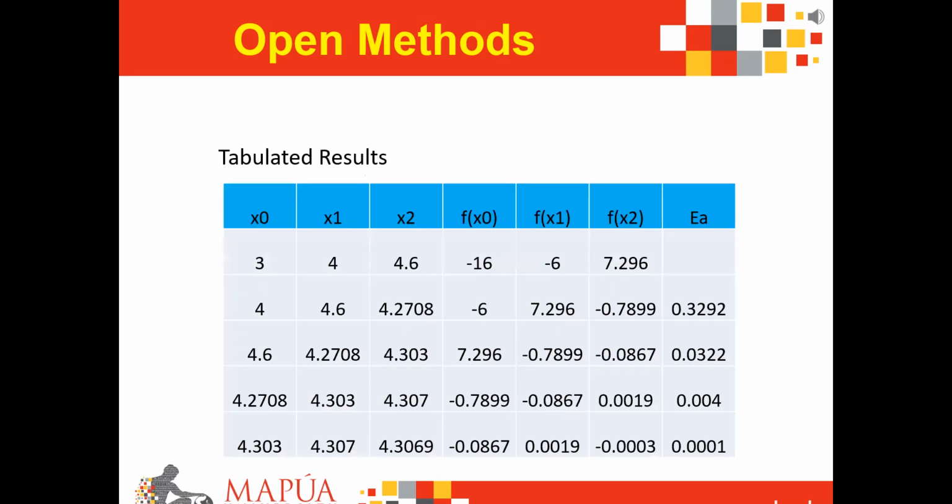The solution can be tabulated using this corresponding table with columns provided for your important values like x0, x1, x2, f(x0), f(x1), and f(x2), which are all needed in your iterative solution. Here, I also included a column for your absolute error, starting from the second iteration down to the last iteration. This ends the module.